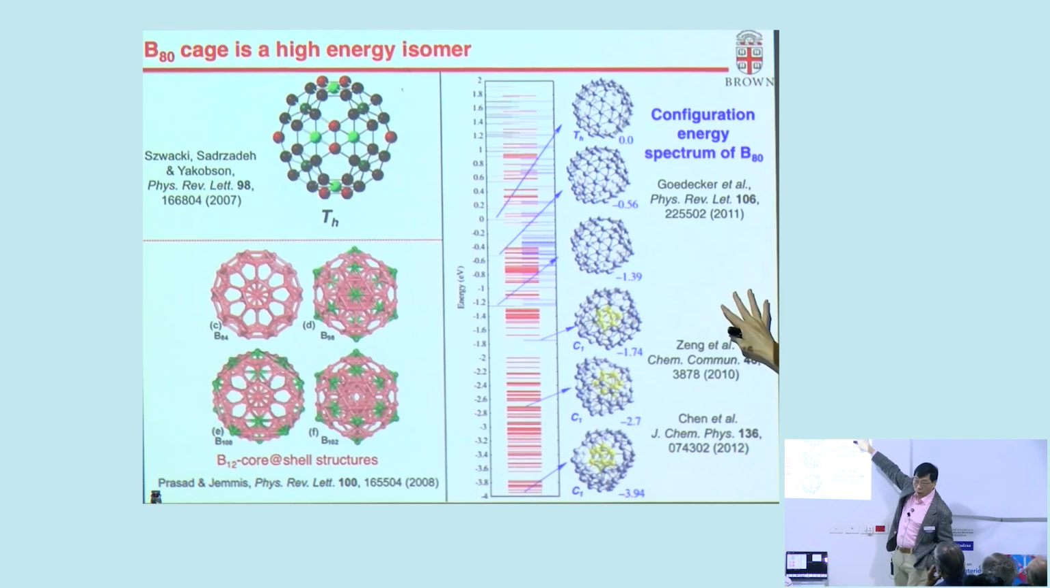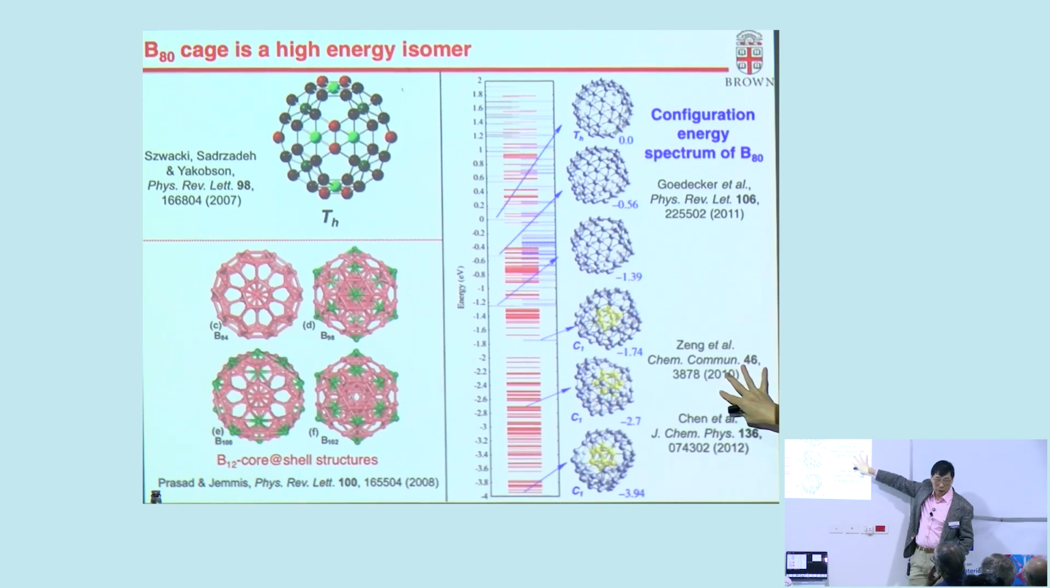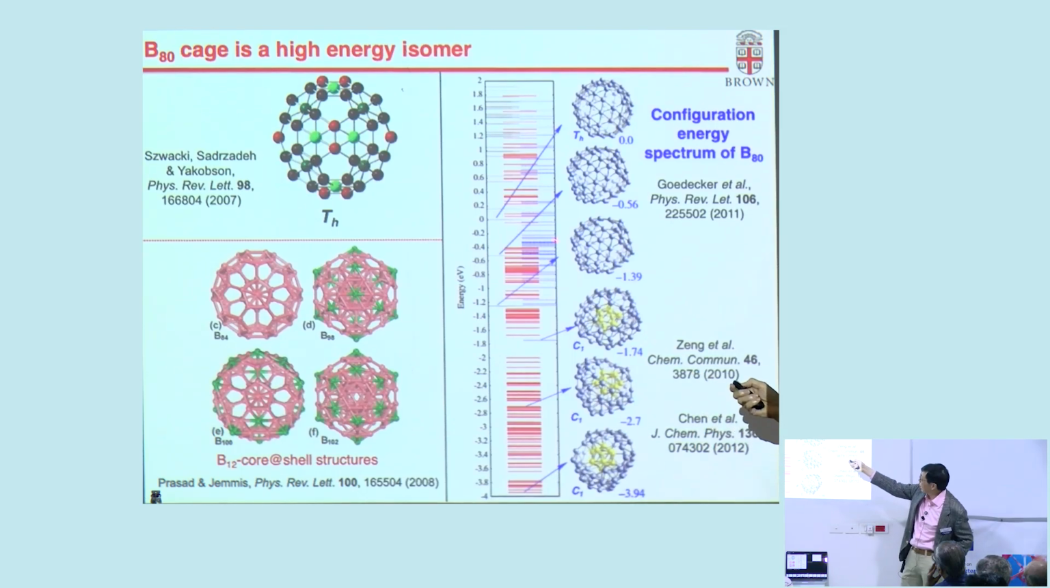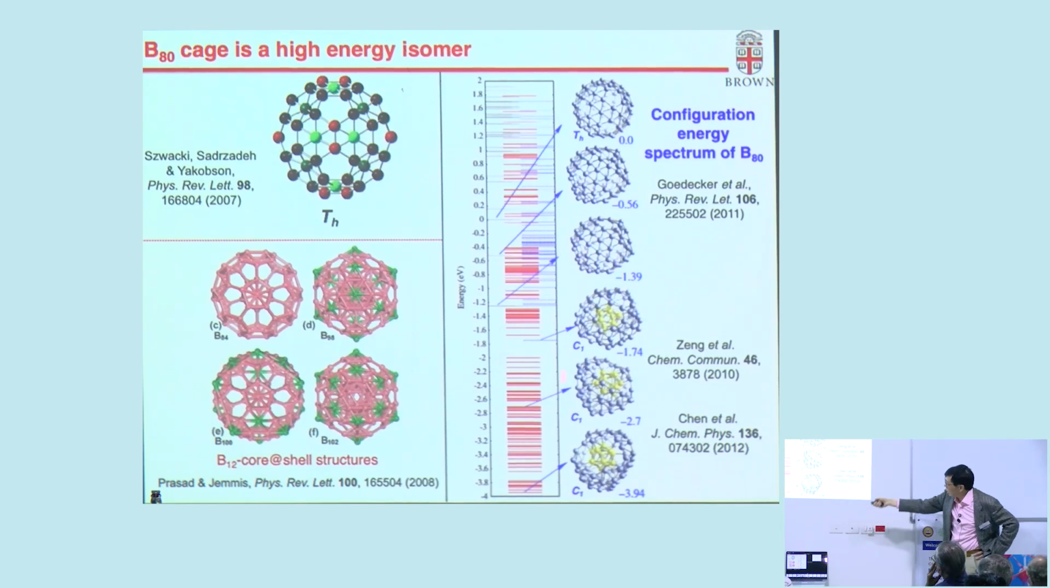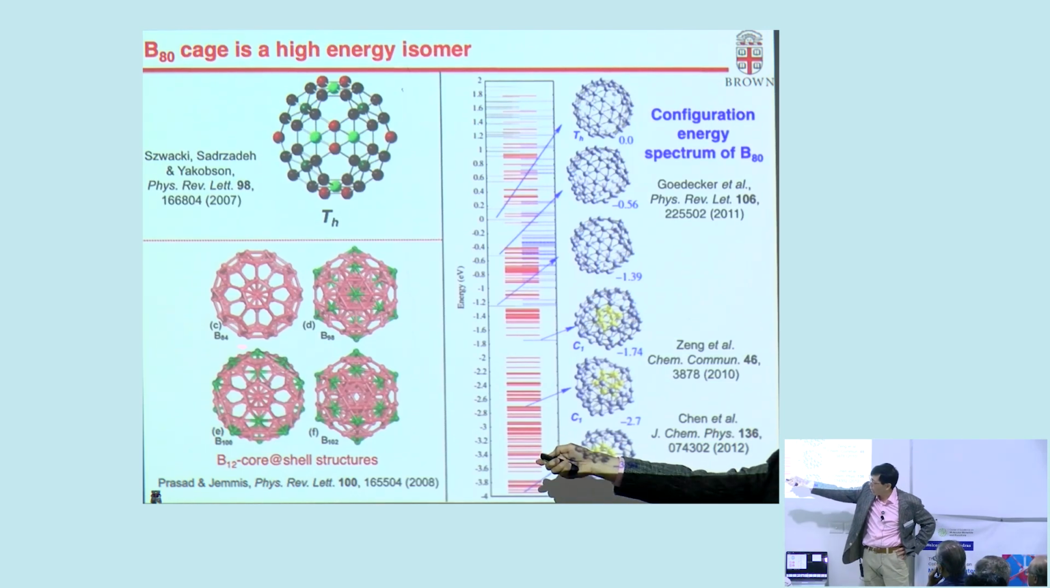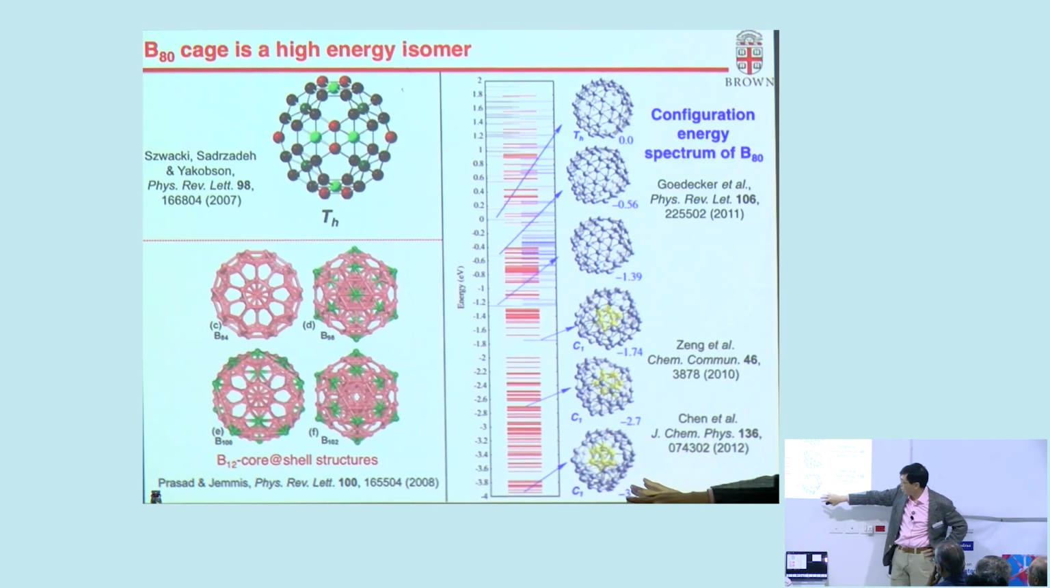Subsequently, many groups attempted to do global minimum searches for B80. This is one of the papers from Goey-Decker's group, and they found through global minimum search that there are many other structures which are more stable than the buckyball structure. If you use the buckyball as a reference, there are probably hundreds of other structures which are more stable. The most stable one is actually a core-shell structure, and it has low symmetry. Professor James's structure is a high symmetry structure with the appropriate numbers, but this one doesn't have the right number. It has a very low symmetry.